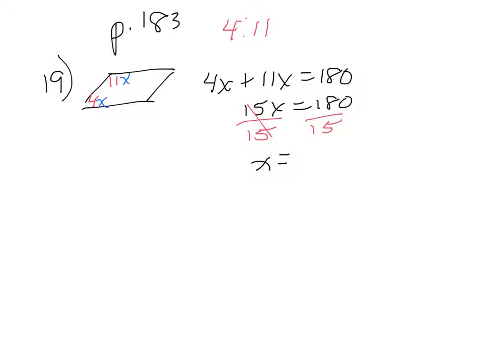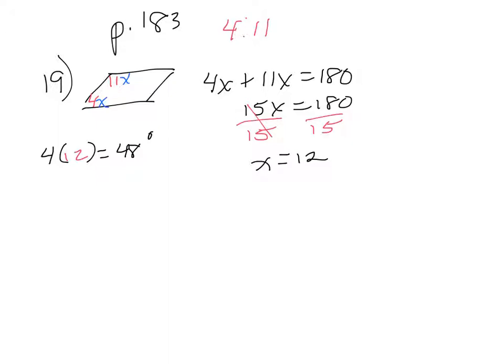What value did you get for x? 12. Did everybody get 12? Is that the answer to the question? No. So if I put 12 in for x, I've got 4 times, instead of x, I'm putting in 12. So what does that equal? 48. So one of those angles is 48 degrees.